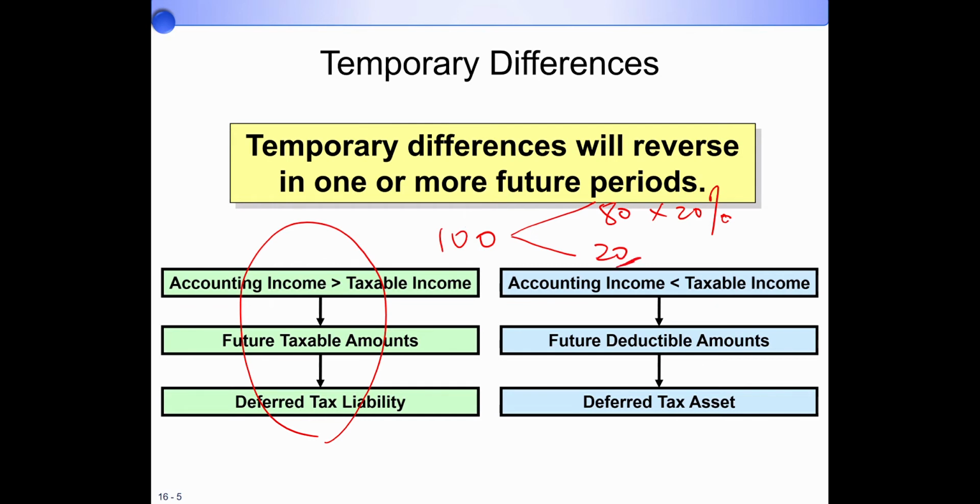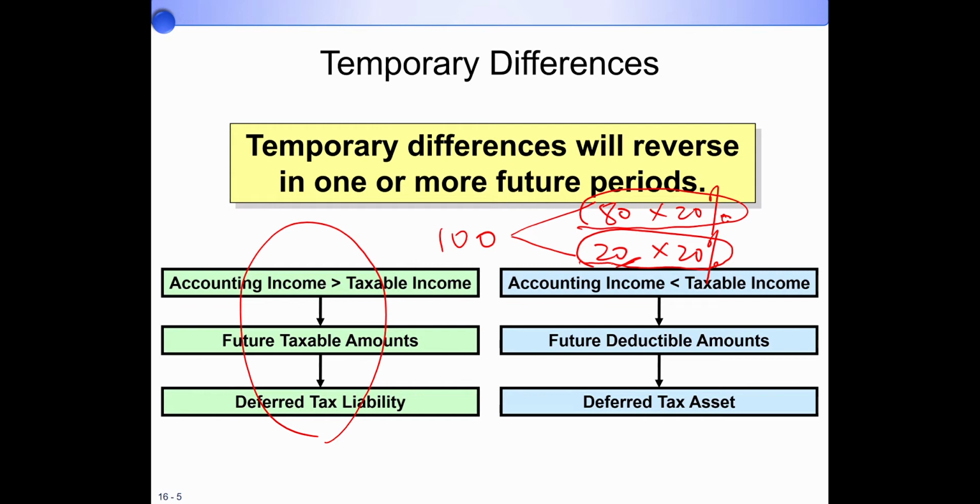So let's say the future tax rate is also 20%. Then 20 times 20%, that will be our tax liability. But this tax liability is going to be in the future. So 80 times 20% is a tax liability that's due right now, due recently, in a couple of months. But the future taxable amount times 20%, that tax liability will be due in the future. We call that deferred tax liabilities.